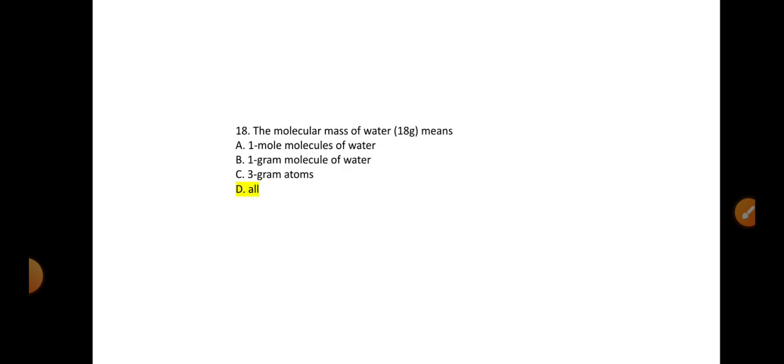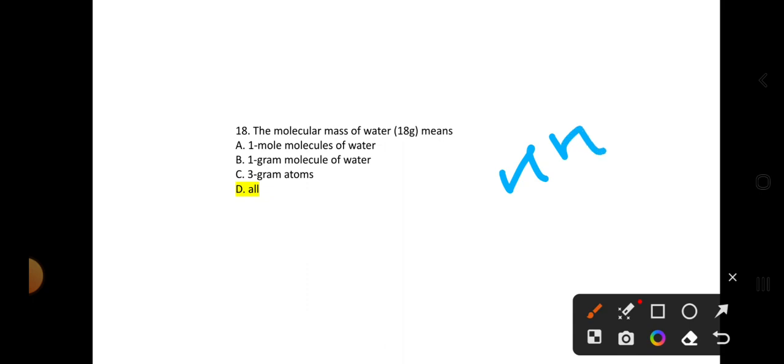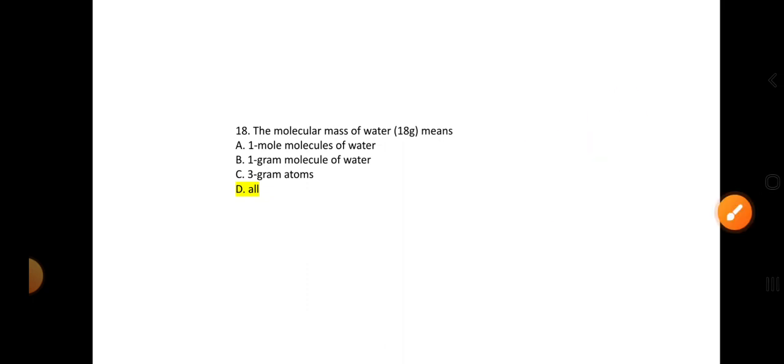The molecular mass of water 18 gram means it has 1 mole of molecules of water, very easy. 1 gram molecule of water, 3 gram atoms. 3 gram atoms means H and O: 1, 2, 3. So all.